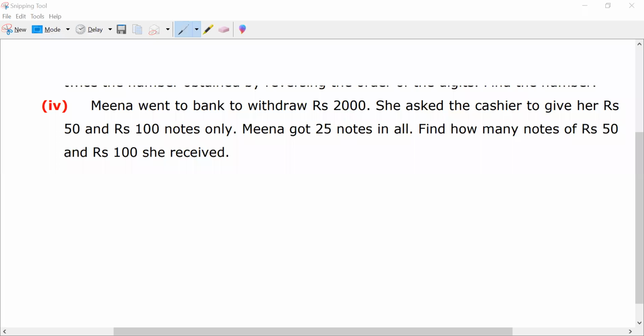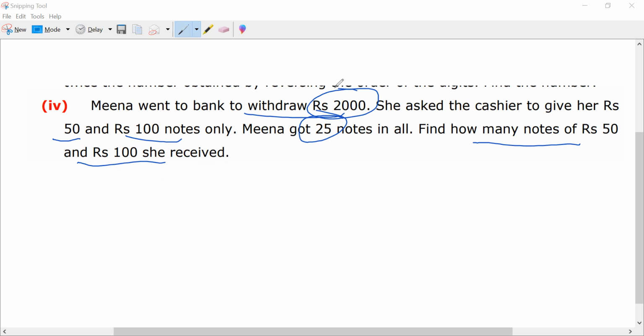So in this question, Meena went to the bank to withdraw rupees 2000. She asked the cashier to give her rupees 50 and 100 notes only. So Meena got 25 notes in all. Correct? Find how many notes of rupees 50 and 100 she received. So totally how much she wanted? 2000 rupees.